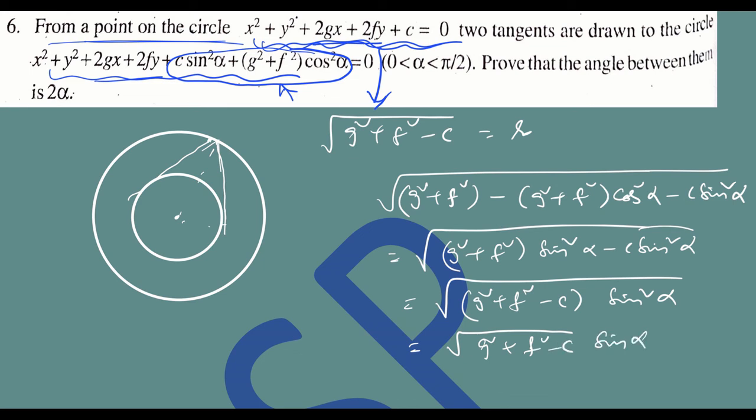I don't need a mod here for sin α because he said that α lies between 0 and π/2. So it is positive. Now I want you to observe that this is nothing but r only. So I get r sin α. So that is the radius of the small circle. For the smaller circle, the radius is r sin α.